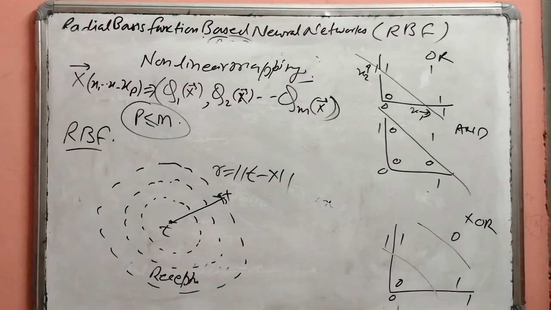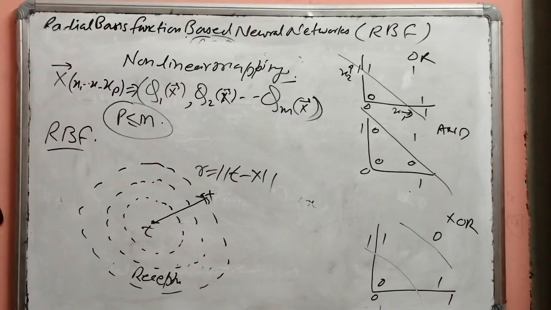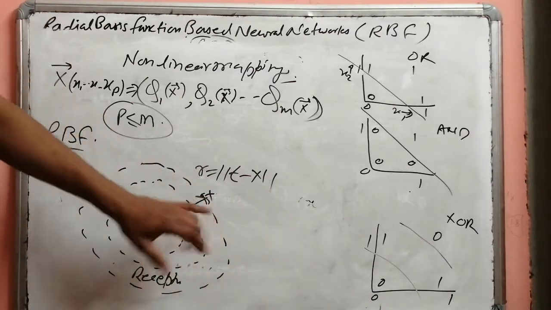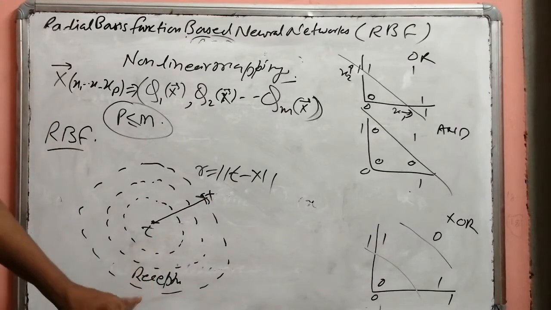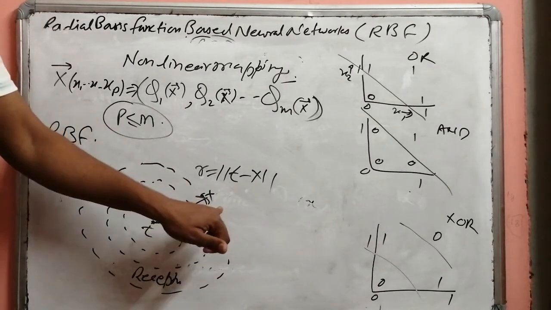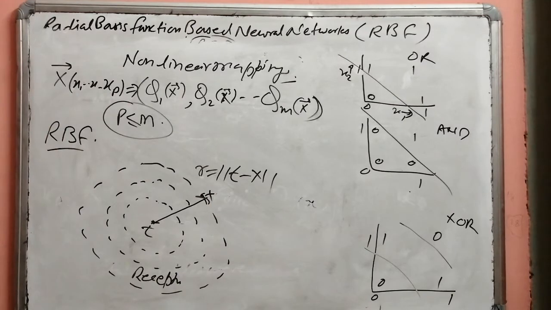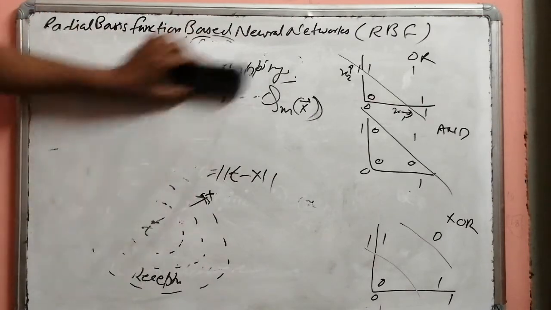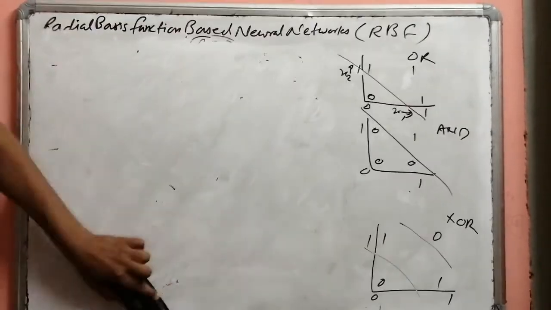And there are actually three radial basis functions available to us. One is your multi-quadrics, second is your inverse multi-quadrics, and third one, and the most popular one, is your Gaussian function. So this becomes your r, that is the mode value of t minus x, where t is your receptor and x is your actual value, or you can say actual input pattern. Now based upon this r, there are three types of RBF, or you can say radial basis function. Let us discuss them one by one.